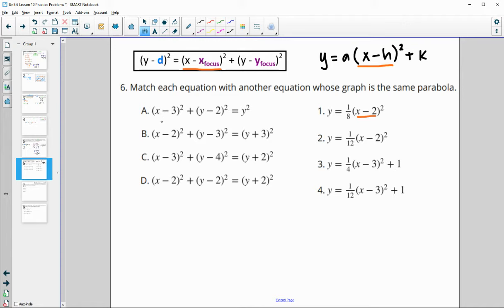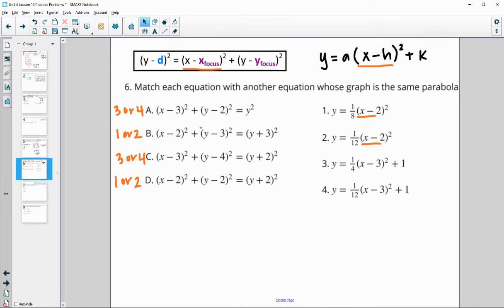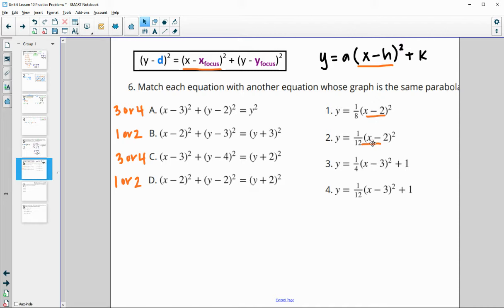So number 1 definitely doesn't go with A. Number 1 could go with B. Number 1 does not go with C, could go with D. So B and D both have that x minus 2 part. And number 1 and number 2 both have that. So these are 1 or 2. So we're narrowing it down. And then 3 and 4 have the x minus 3. So part A is either 3 or 4, and part C is either 3 or 4 because they share that x part. So just narrowing down solutions so that you can figure out your options here.